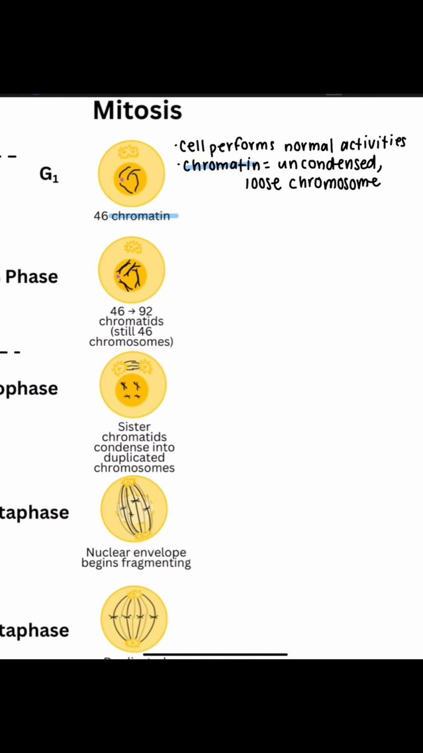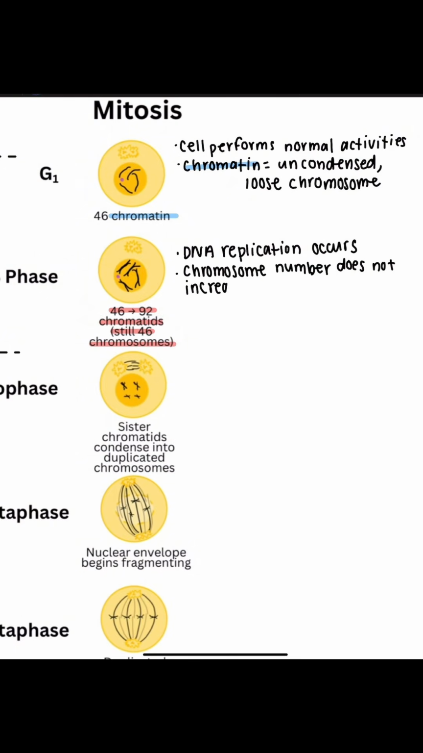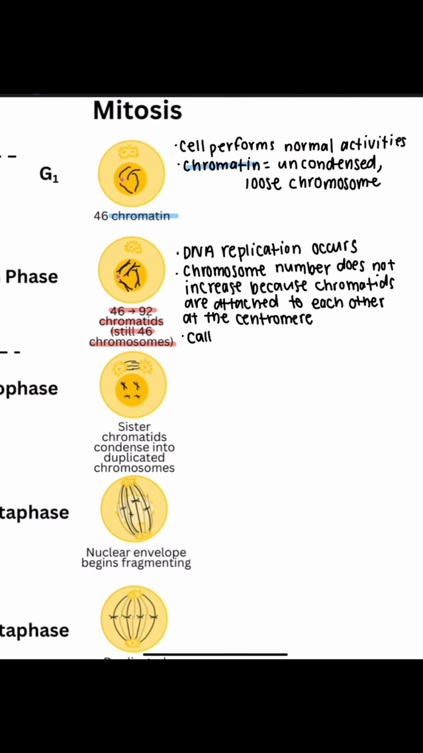After G1, the cell enters S phase, and this is where DNA replication occurs. Each of the 46 chromosomes is copied and it's going to form sister chromatids. So now the cell has 92 chromatids, but it still only has 46 chromosomes because each chromosome is going to consist of two identical sister chromatids that are held together at the centromere. So essentially, chromatids refer to the individual DNA strands that make up a duplicated chromosome. They are called sister chromatids when they are paired.